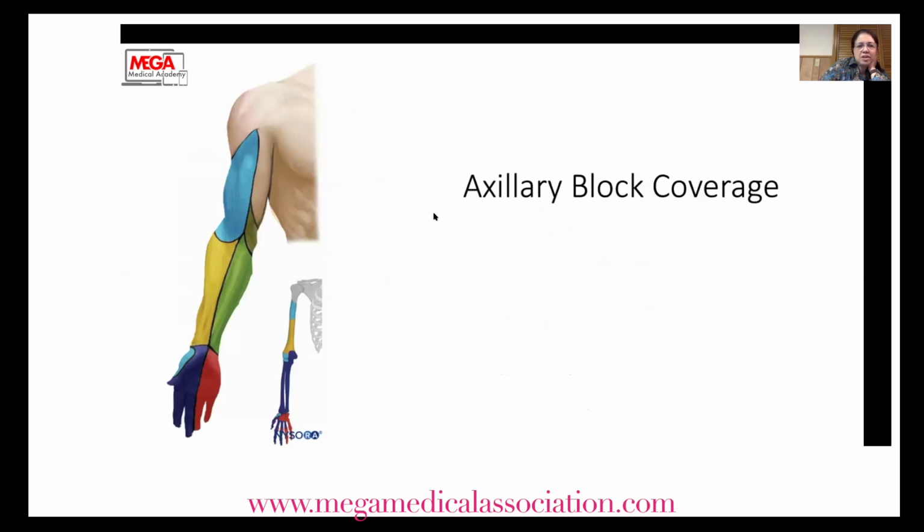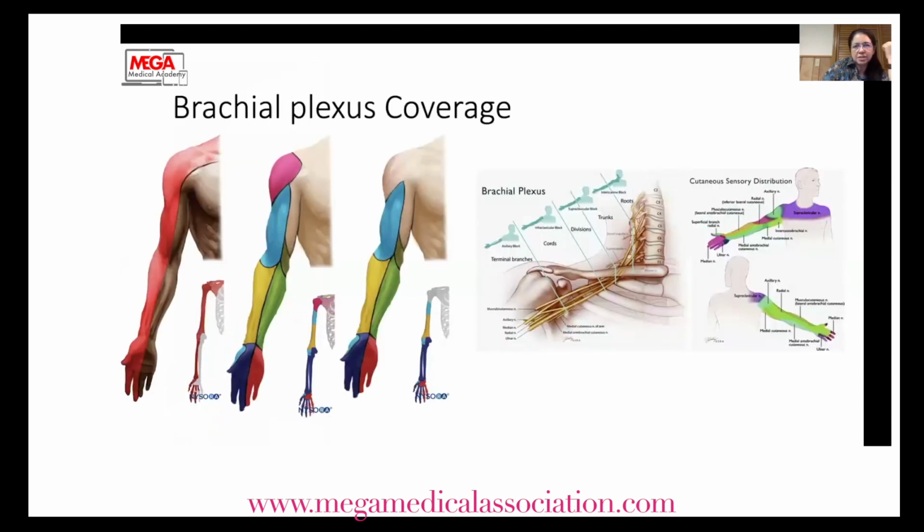So axillary block coverage is usually from the mid-arm down. As we said earlier, it's not good for the shoulder, but it gives you safety. For the interscalene and for the supraclavicular, there is always the incidence of phrenic nerve palsy. This one doesn't have that incidence. The infraclavicular has a very low chance of phrenic nerve palsy. So each technique has its values and drawbacks at the same time.